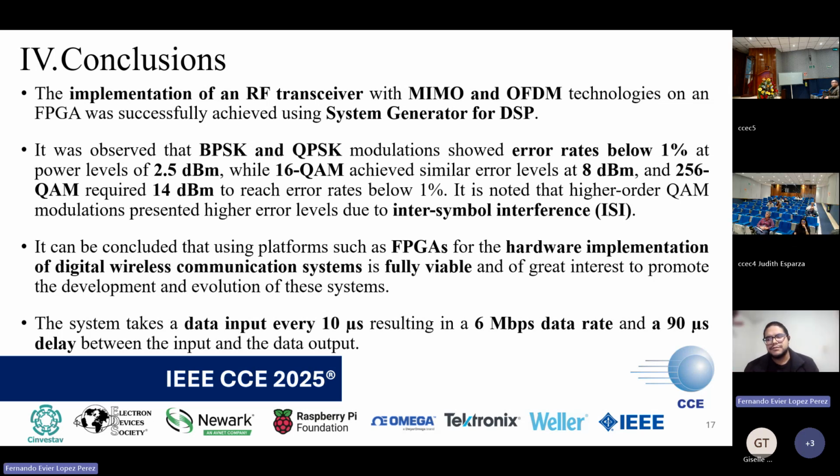It was also observed that for BPSK and QPSK, we had error rates below 1% after 2.5 dBm. For 16QAM, this was achieved at 8 dBm, and in the case of 256QAM, this was achieved at 14 dBm. This is mainly due to intersymbol interference, and because in QAM modulation, sometimes the symbols are too close to each other. With a little bit of noise, we could end up confusing or not detecting the symbols correctly.